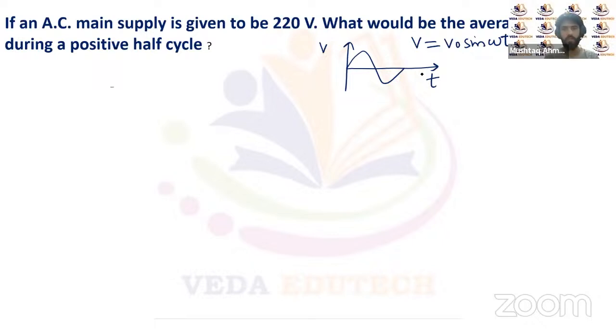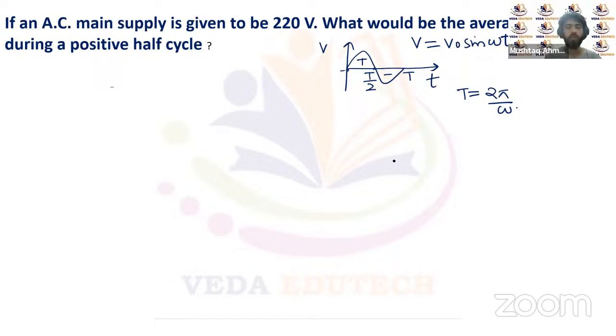Now if we have to find the average during a positive half of the cycle, this is the positive half and this is the negative half. From here to here, it's a complete time period T, and from here to here it will be half of the time period, T upon 2. The time period is equal to 2 pi upon omega, since omega is 2 pi by T.